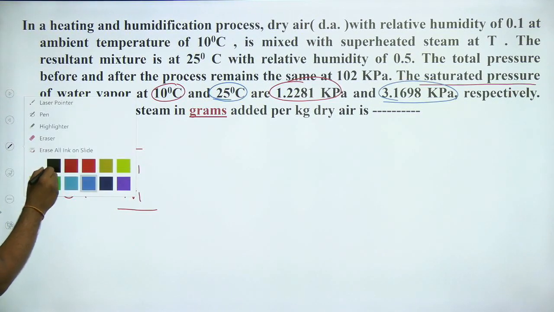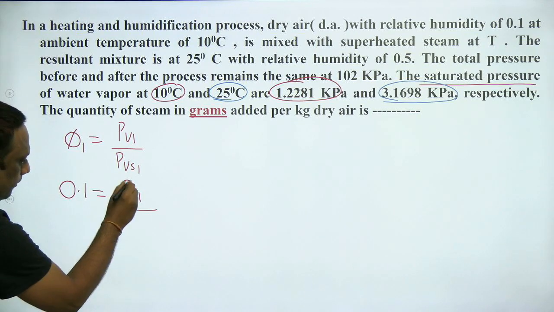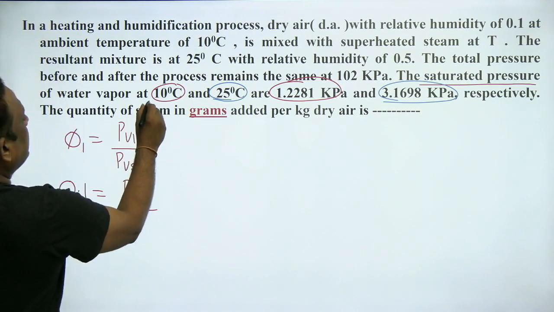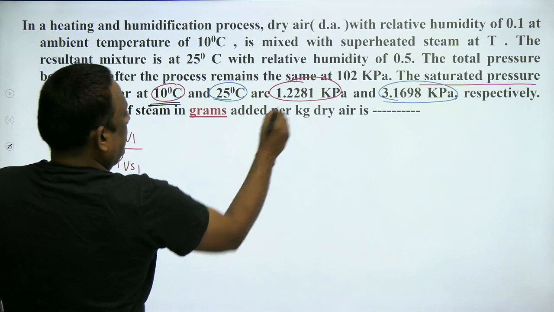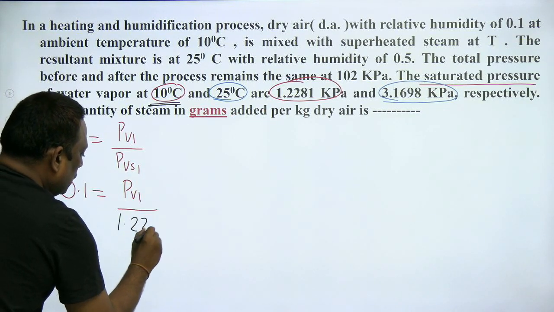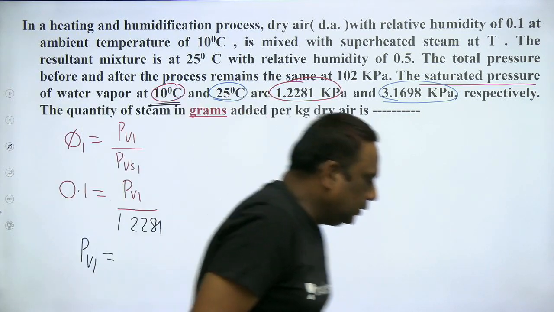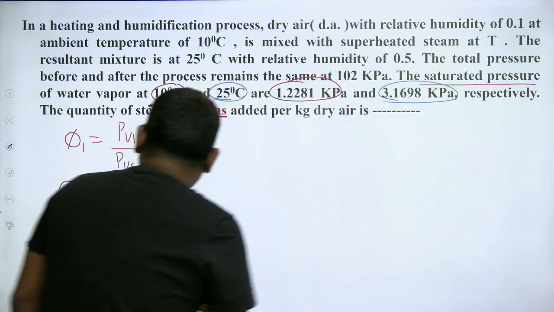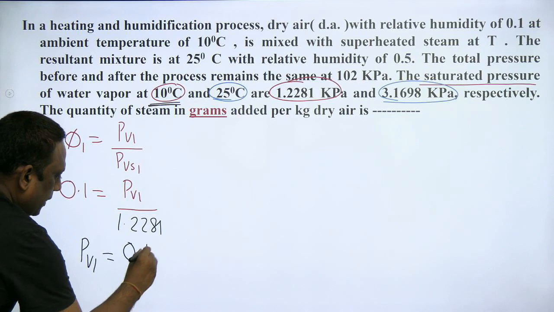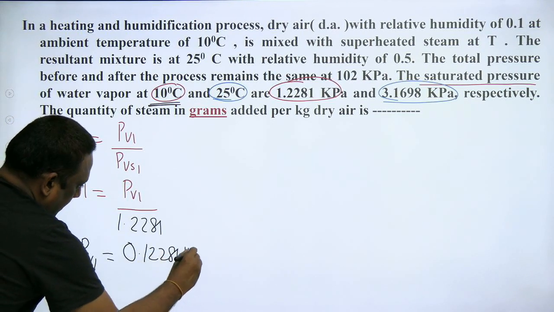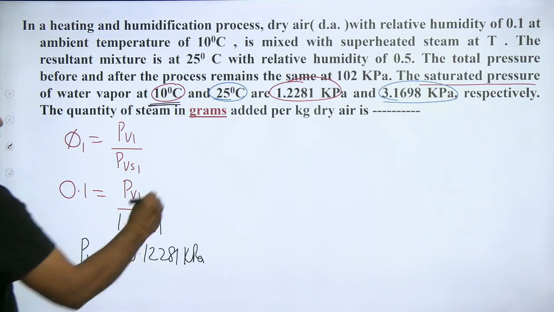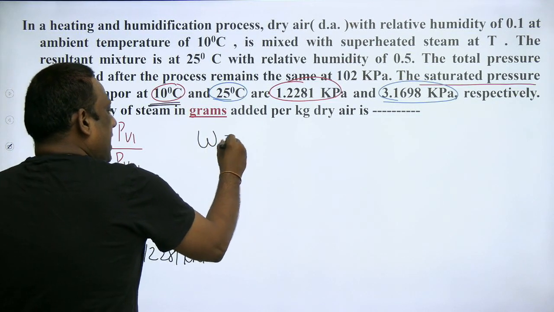So don't worry at all. So now I'll write PV1 by PVS1. PVS1 is at 10 degrees centigrade, so it is 1.2281. So I will get the value of PV1. If I do that, I am getting 0.12281 kilopascal. Yes, this is direct. Excellent. Now I think I can calculate omega.